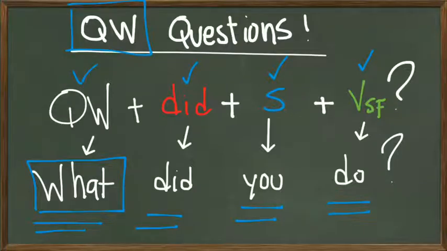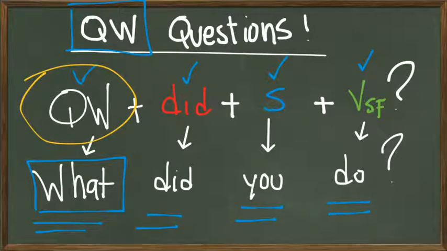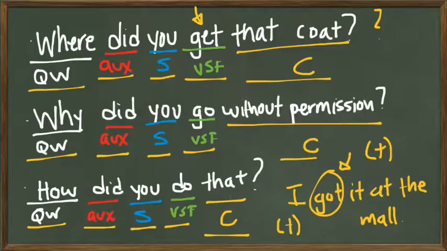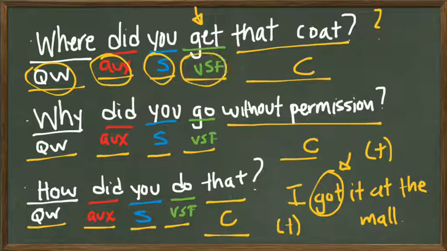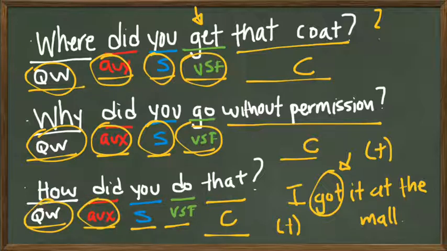If we're not asking yes-no questions, and instead we're asking question word questions, we will just introduce the question word at the beginning. For example, what did you do? Question word, auxiliary, subject, verb in simple form. Examples, where did you get that coat? Why did you go without permission? How did you do that? Question word, auxiliary, subject, verb in simple form. Just remember this and your questions in English will be perfect.